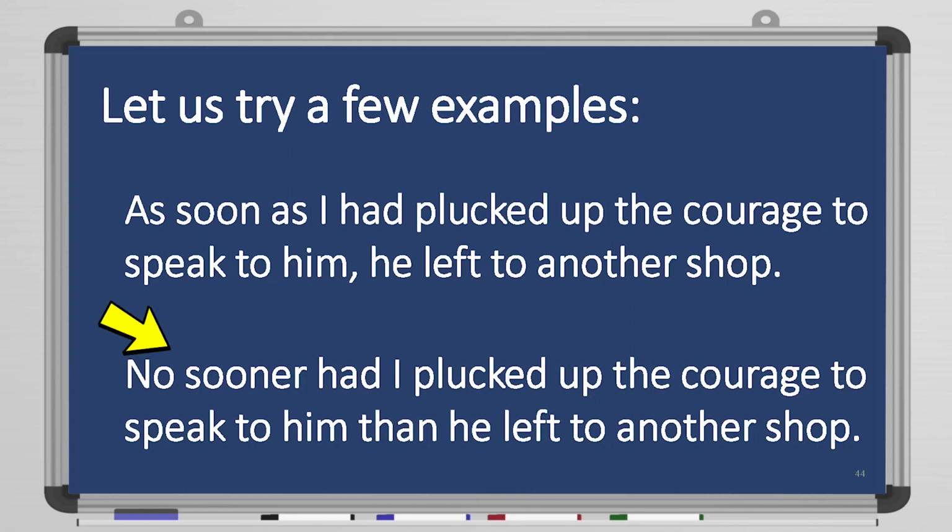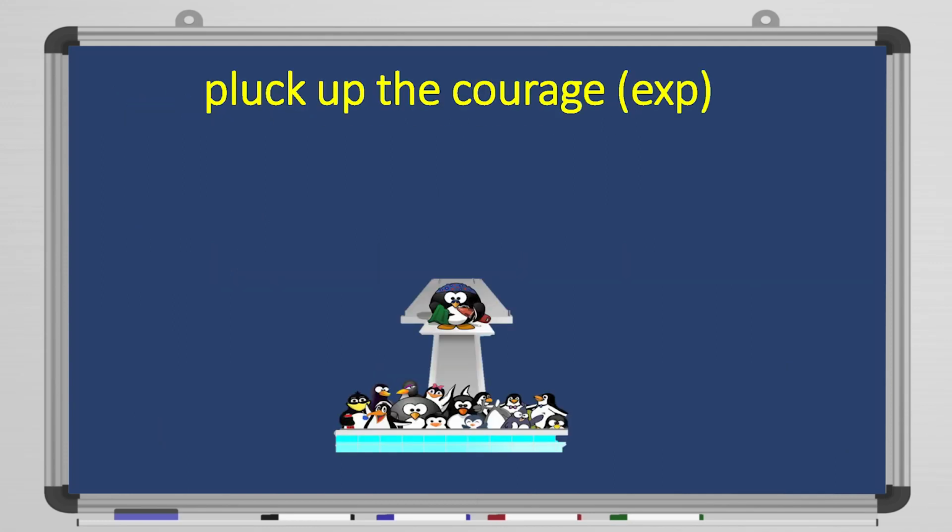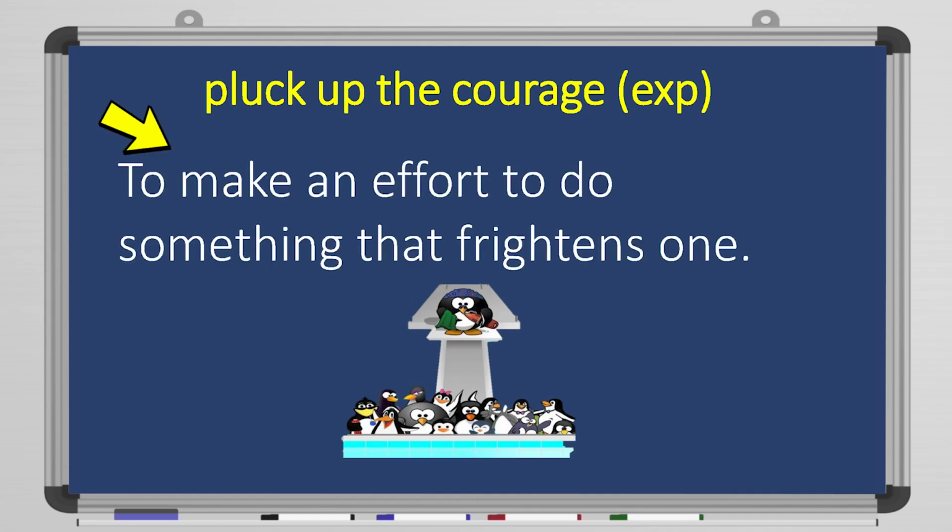If you see as soon as, when you want to invert it, you're going to go with no sooner. No sooner, then you're going to add what? Had, which is the auxiliary verb, then the subject. No sooner had I, and then the main verb, plucked up the courage. Pluck up the courage. What do I mean when I say pluck up the courage? When you pluck up the courage, you make an effort to face your fear, something that scares you, and you face it.